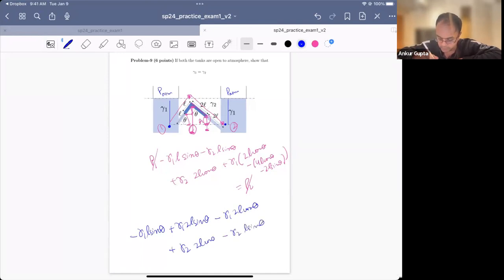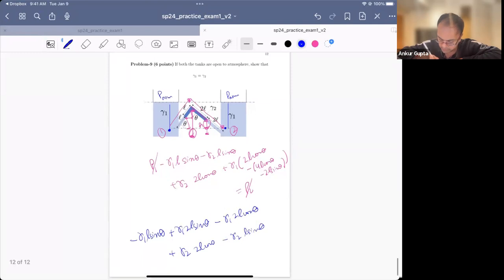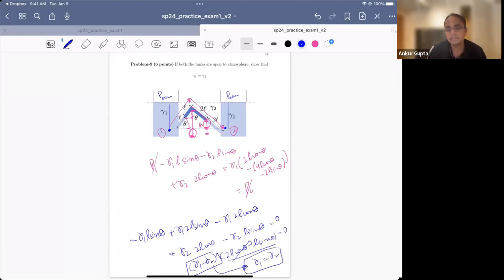Okay. So if you just rearrange this, essentially what you will see is gamma 1 minus gamma 2 into 2L cos theta minus L sine theta is equal to 0. This cannot be 0, so this has to be 0. Gamma 1 is equal to gamma 2. Okay. So that's essentially what you get. Gamma 1 is equal to gamma 2. So that's kind of interesting. So essentially, you get this result that gamma 1 is equal to gamma 2 using trigonometry. Okay, so essentially hydrostatic questions using some trigonometry and so on.